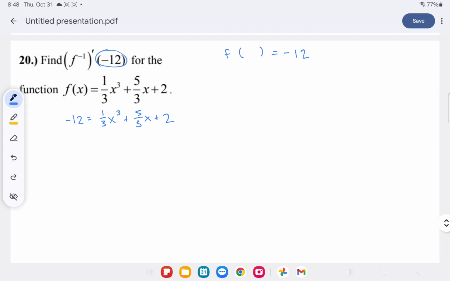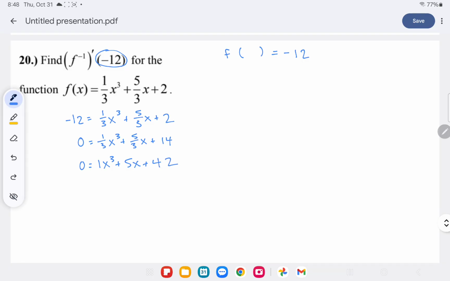So we're going to solve these types of problems. First, we need to make it equal 0. So let me go ahead and add that 12 over. And then actually, to make this even easier, we can multiply everything by 3. So we get x cubed plus 5x plus 42.